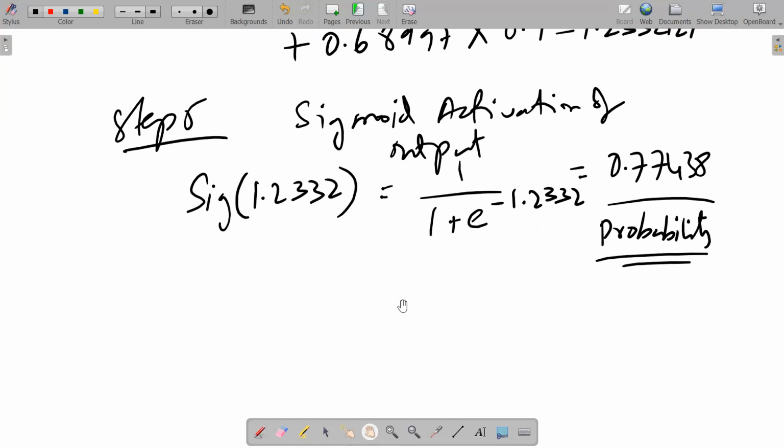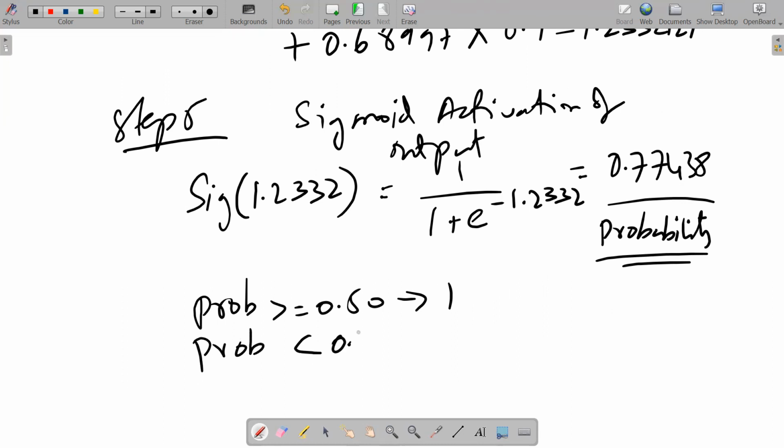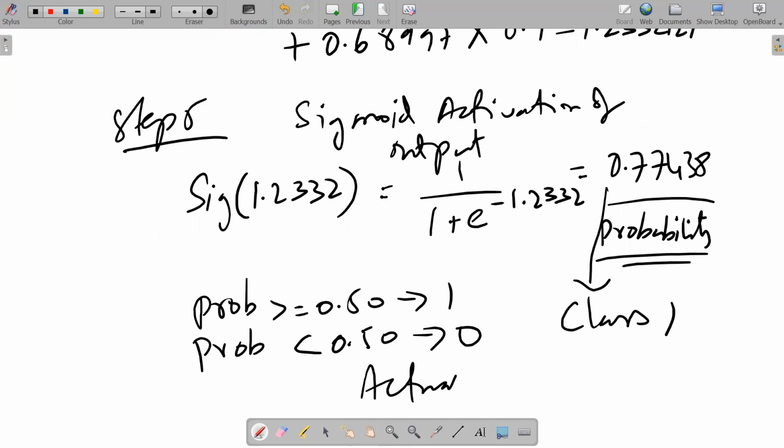Now, based on this probability, what is the classification rule? Probability of 0.50 or more is classified as 1. Probability less than 0.50 will be classified as 0. So based on this, it will be class 1. But what is the actual class? It is 0. That means a wrong prediction.